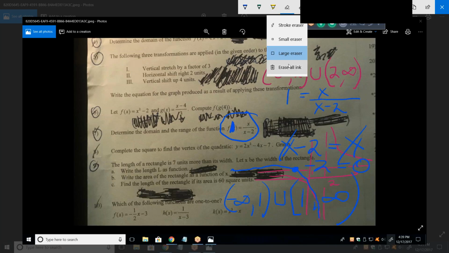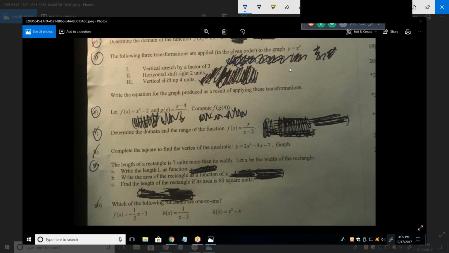Functions can cross horizontal asymptotes or oblique asymptotes. Have you come across oblique ones yet? Just a little bit. Well, they can cross them. The ones they can't cross are vertical.